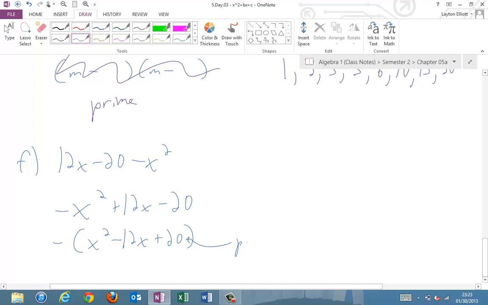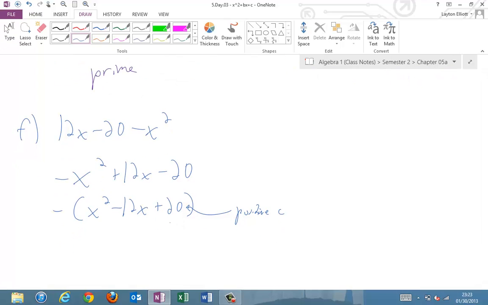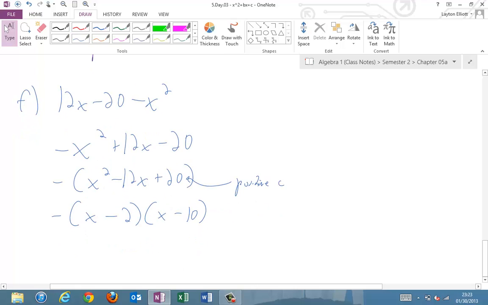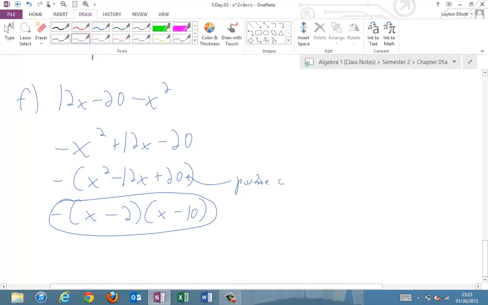Now I can say I have a positive c value, and I want to multiply to 20, but add to negative 12. So we're going to go two binomials with x and x. 20 is made up of 2 and 10, so this is 2 times 10. Minus, minus is going to give us minus 12, because negative 2 and negative 10 add up to negative 12, but multiply to become positive 20. So this is perfectly legit. The negative in front means a negative 1, and then an x minus 2 and an x minus 10.